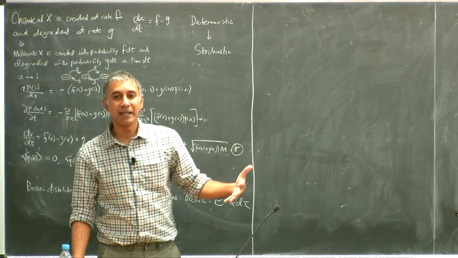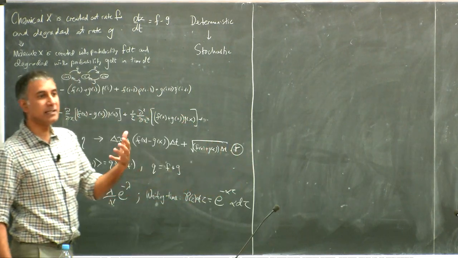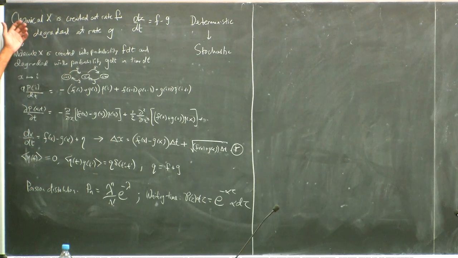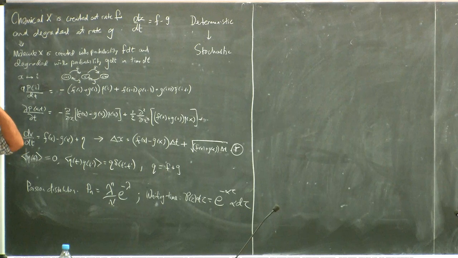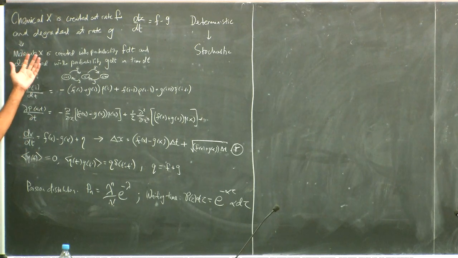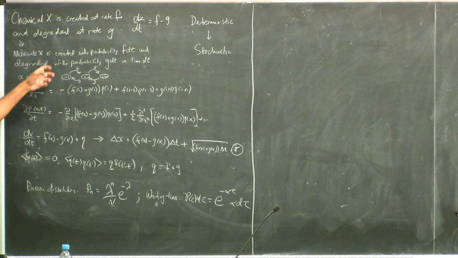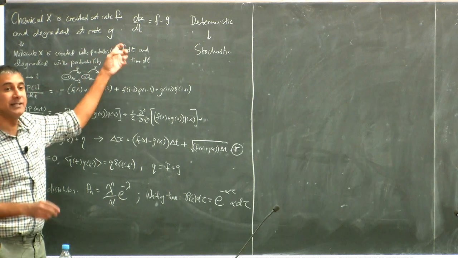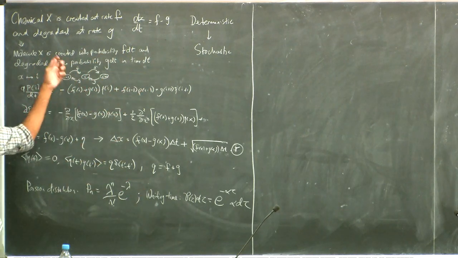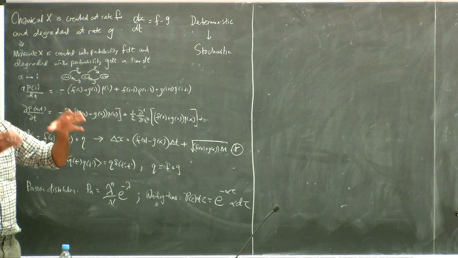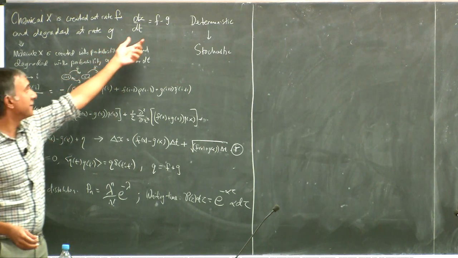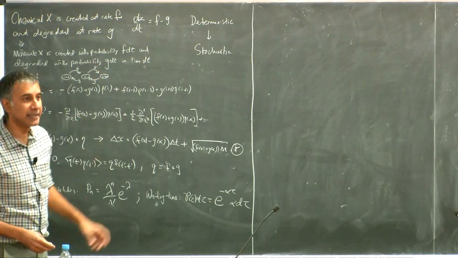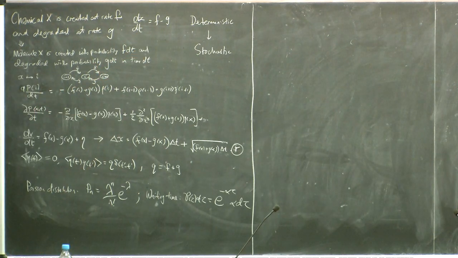and in stochastic chemical kinetics, these Fs and Gs take on a different interpretation. Instead of saying the chemical X is created at rate F and degraded at rate G, you have to say in your mind, molecule X, which can take on discrete values, is created with probability F dt and is degraded with probability G dt in a time interval dt. Right? So it's very important that the difference between F and G is correctly respected. It's not just F minus G that matters.